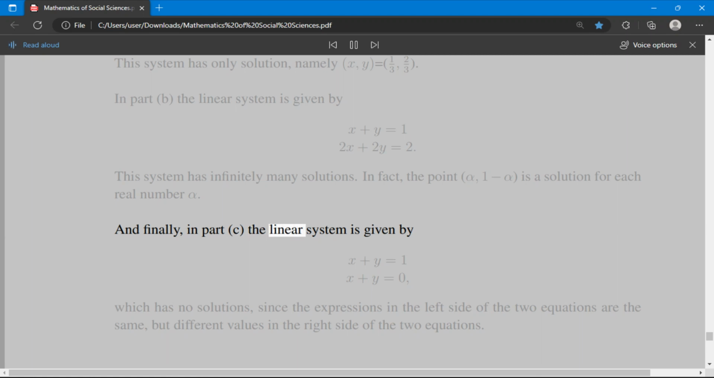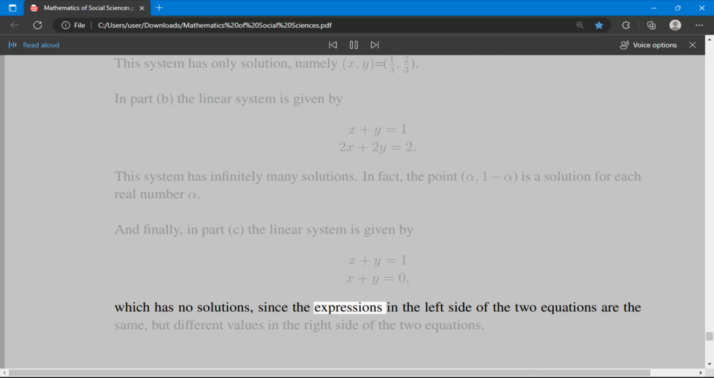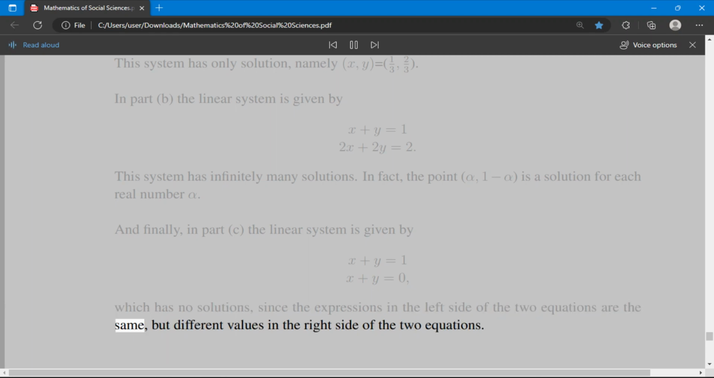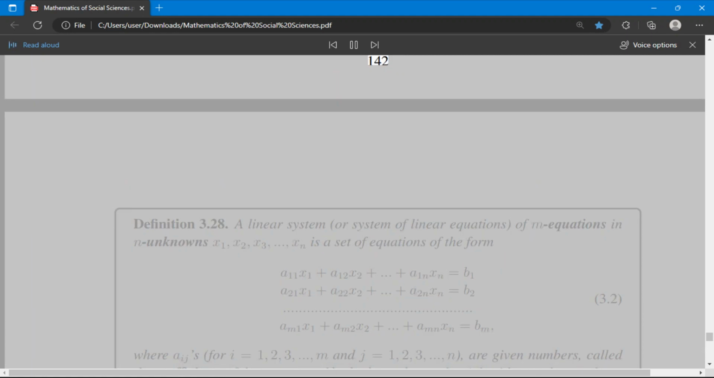And finally, in part C, the linear system is given by x plus y equals 1, x plus y equals 0, which has no solutions, since the expressions on the left side of the two equations are the same, but there are different values on the right side of the two equations. 142.